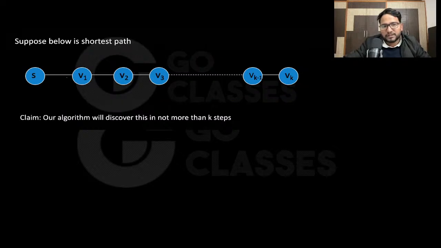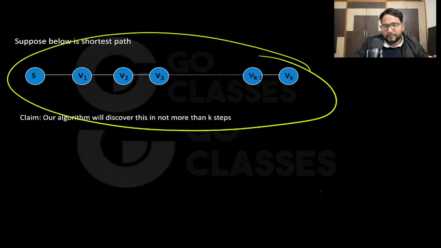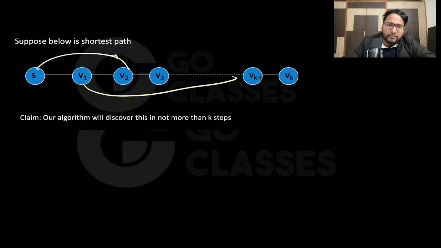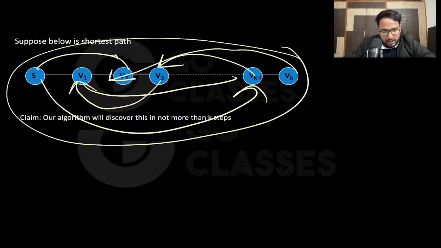So this is the first edge, second edge, and similarly there are k edges we have. If you run the Bellman-Ford algorithm k times, then it will discover this path. This is our claim. This is the shortest path, which means there could be other edges also. Maybe S to B1 has an edge, maybe B1 to B(k-1). There could be many other edges in the graph. I'm not drawing all the edges.